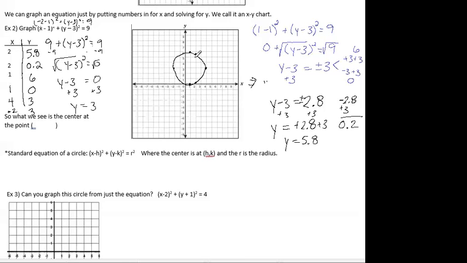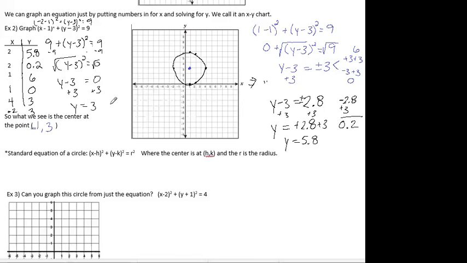So I think now you can hopefully see, if you draw this really nicely on your paper, that the center is right here. So we can see that our center is at 1, 3. Our center is at +1 for x and +3 for y.